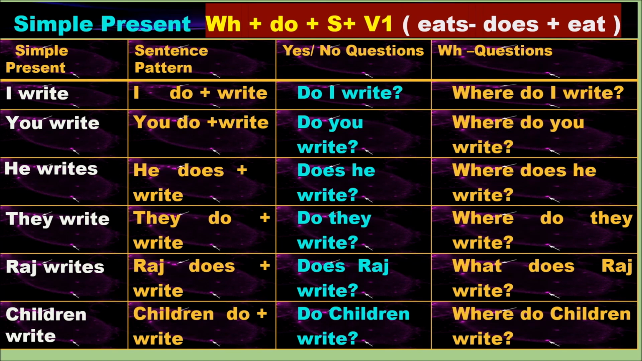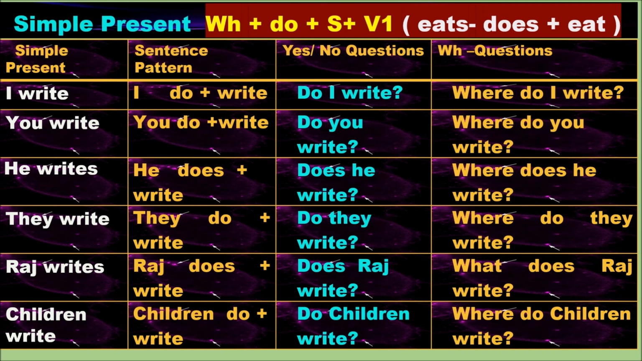Now here is another helpline to identify the tense. If it is simple present tense, we may make some errors. So the best idea is, the question would be WH plus do plus subject plus V1. But if you find the sentence has the verb eats, then the question would be does plus eat. So what does she eat? Now we have divided clearly. I write means nothing but do plus write. So the question would be where do I write?